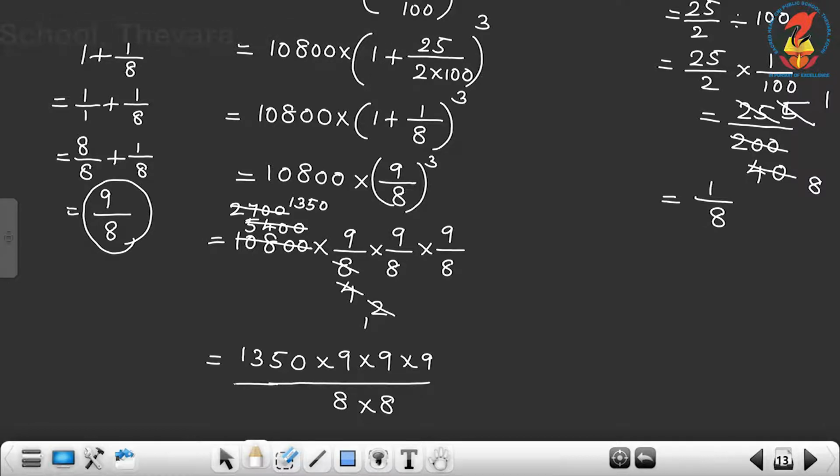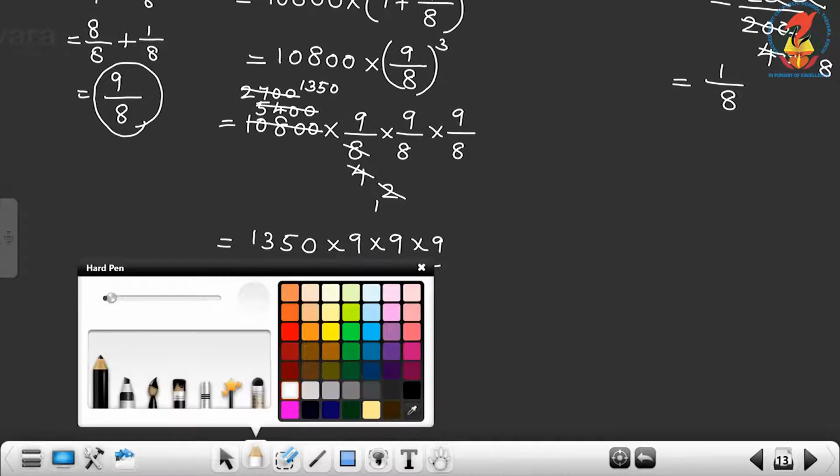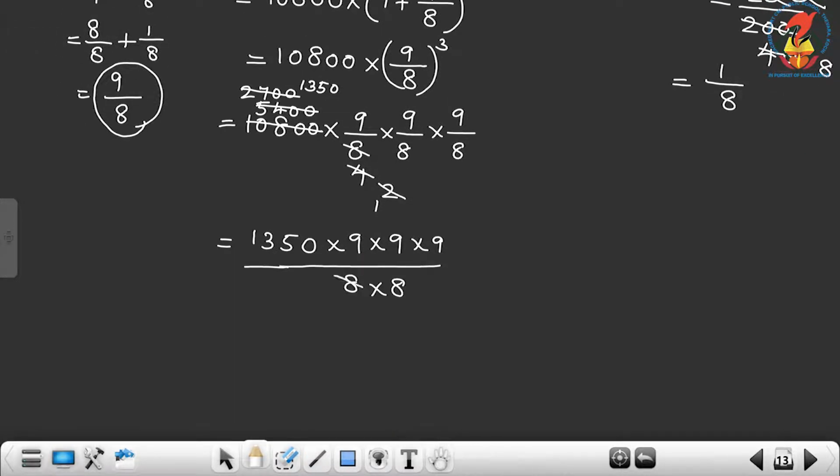Now we can cancel 8 and 1,850 using 2. We can do 2 4s are 8, 2 6s are 12, then 2 7s are 14, 2 5s are 10. So we will get it as 675 into 9 into 9, 81. 81 into 9 divided by 4 into 8. 4 into 8 is 32.